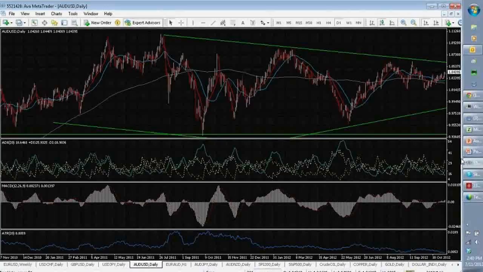MACD with the histogram. That speaks to me. The ADX is something that I've just started to use. When it gets above 22 or below 22 for either the positive or the negative, that's a good signal that we've got momentum. I use the ATR as my volatility measure for my position sizing, and then I combine those with Fibonacci ratios and trend lines.